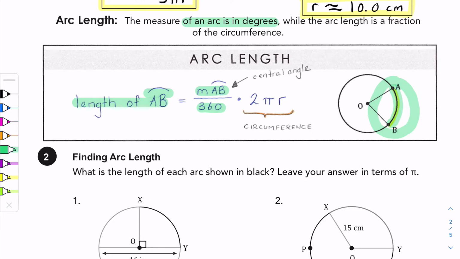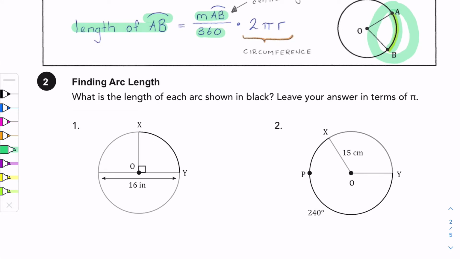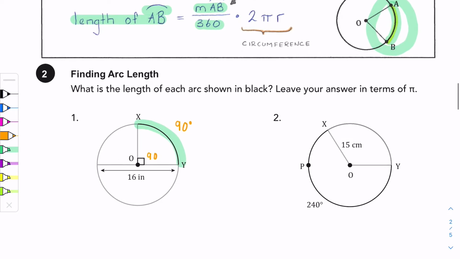So let's go through a couple of examples. For the first example, let's mark a couple of things. We're looking for the arc length shown in black, which is this arc here. We know that the central angle that ties to that arc is 90 because I see my 90-degree symbol right there, which means this arc measure is also 90.